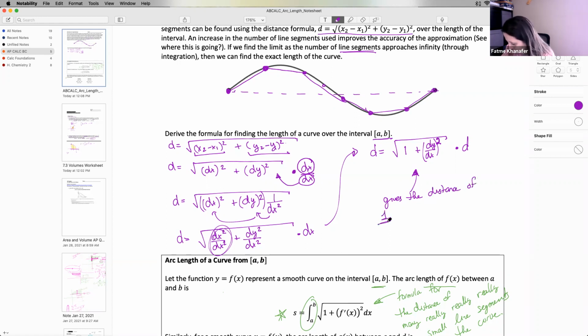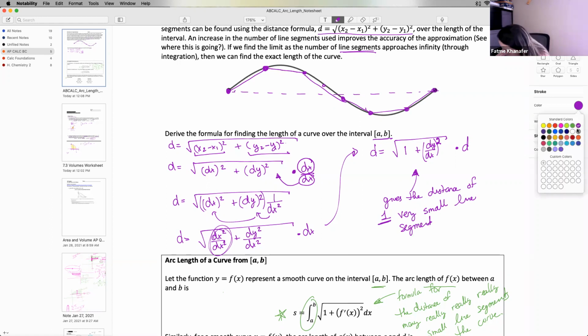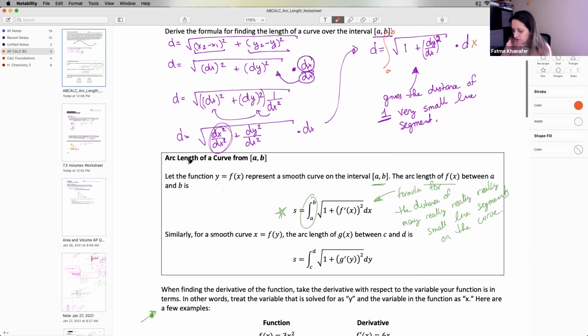of one very small line segment on the curve. Okay, so it might give us this one very small line segment right here. And then, of course, in order to find all the sums of all the line segments, aka the length of the arc, what you would do is you would integrate it from one point, forgot the dx, integrate it from one point to the next, which brings us to the actual equation.